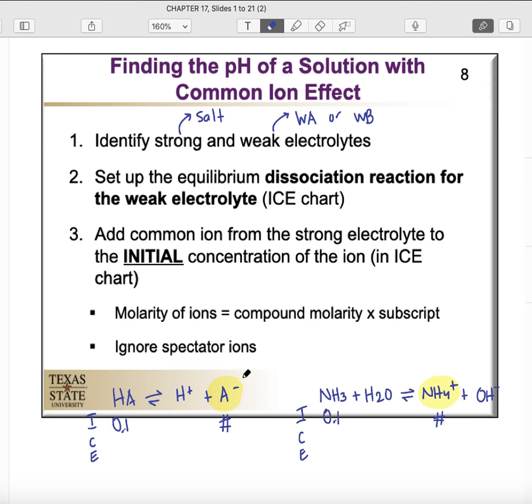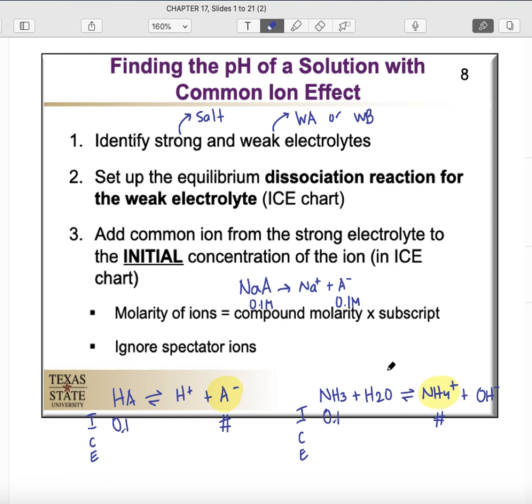How do we find that number? The molarity of those ions is going to be equal to the compound molarity times the subscript. What that means is, let's say that I had a salt that was sodium A, where A is the anion, whatever that anion is. Here, my subscript for the A is a 1. And if I had a 0.1 molar solution of that, then the molarity of the A minus would have been exactly the same number because the subscript is a 1. So they are on a 1-to-1 ratio.